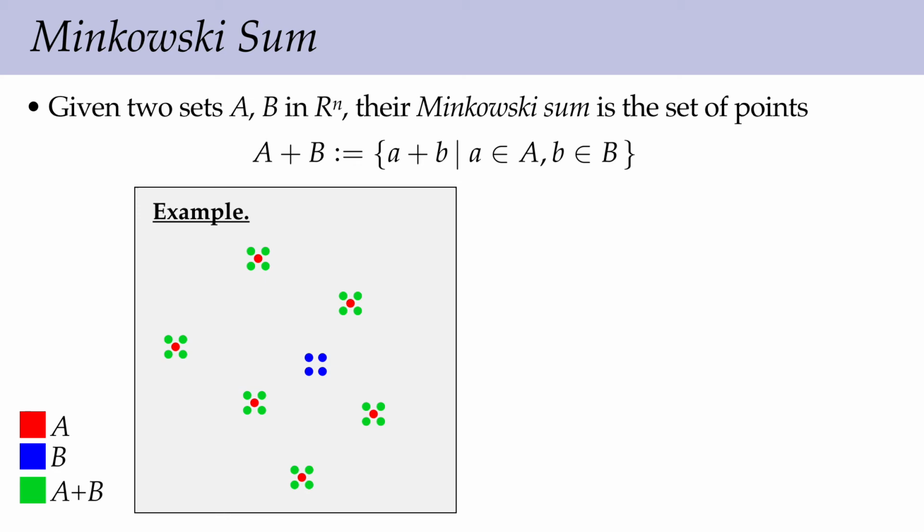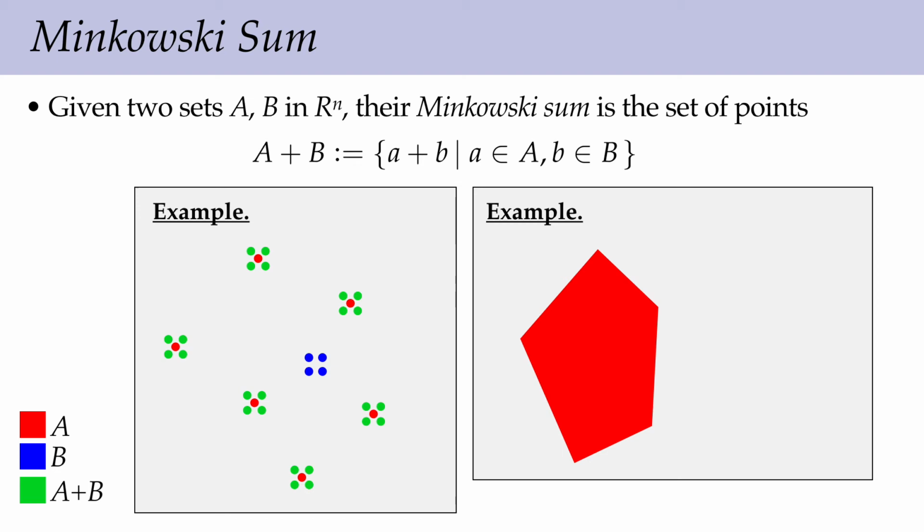Here's another example. Let's say A is this red pentagon, and B is now not a point, but actually a little disk of some radius. What is the Minkowski sum of the red polygon with the blue disk going to look like? Well, it looks like this. It looks like a rounded version of the red polygon. Why is that? Well, we can imagine that we took that little blue disk and swept it over every point in the red polygon. We put the center of the blue disk at every point in that red polygon, and the region that it traced out in the plane is this green region.